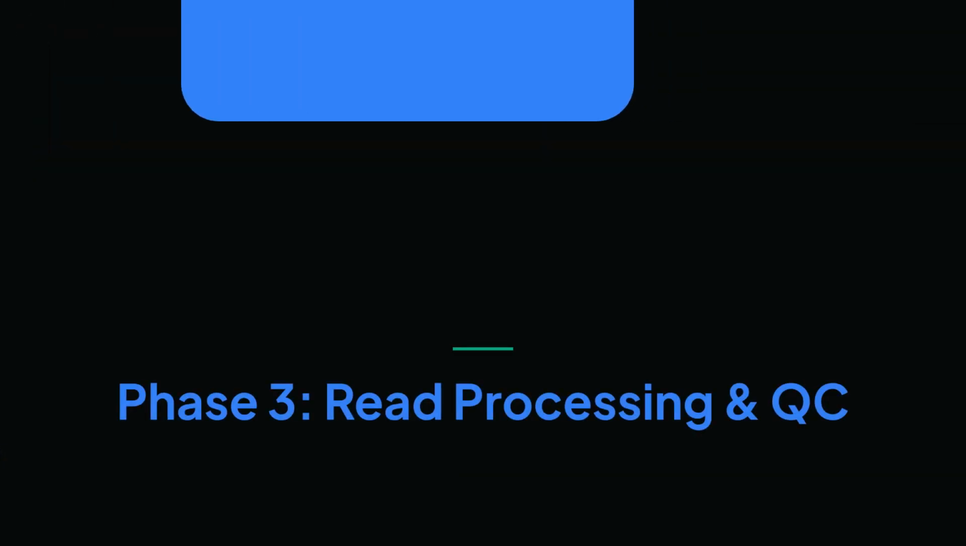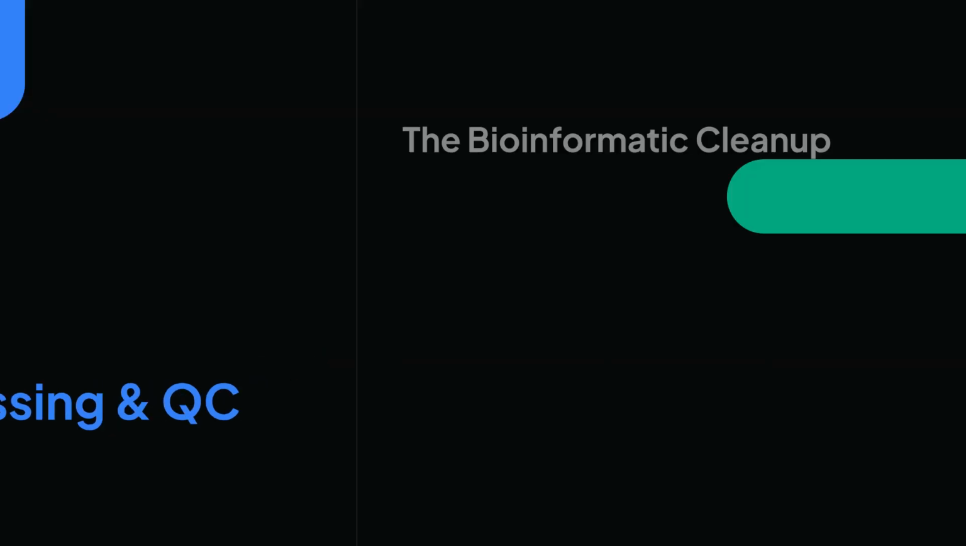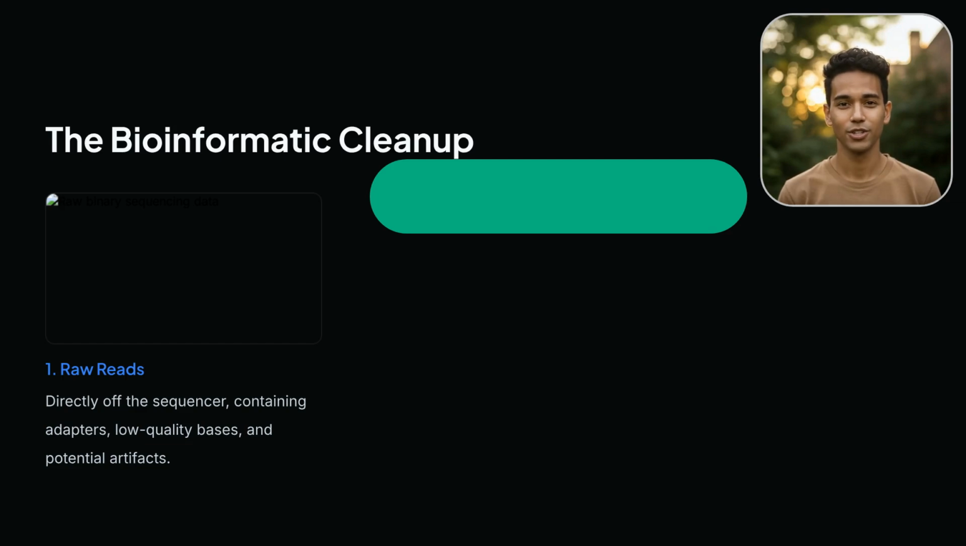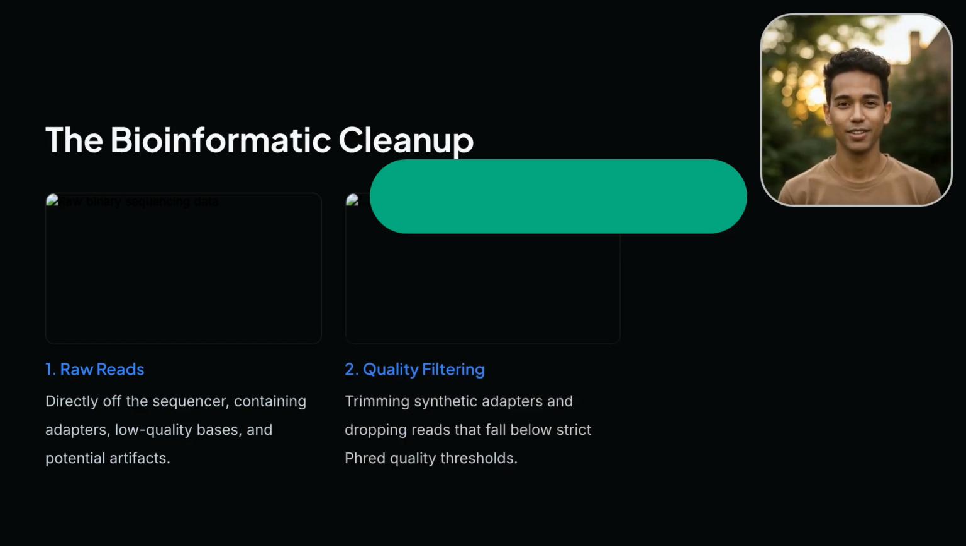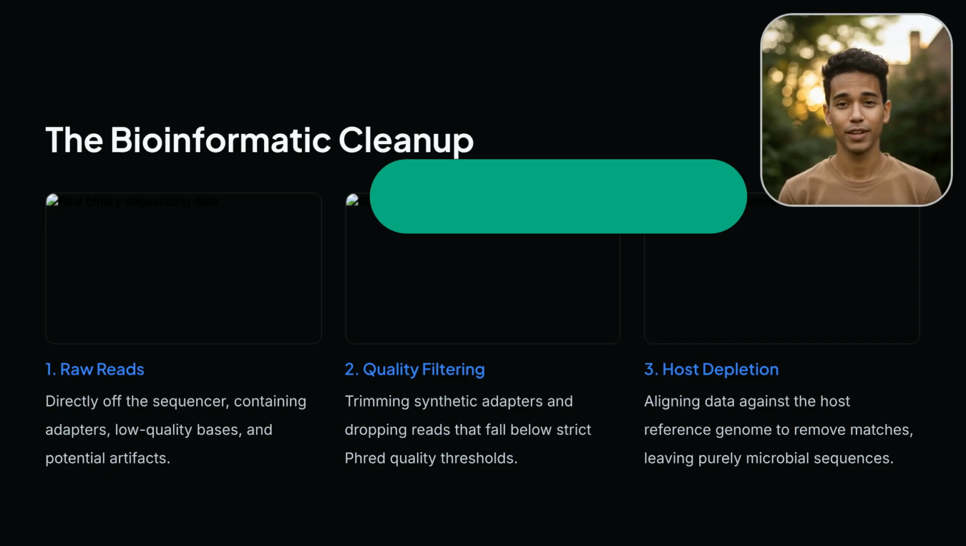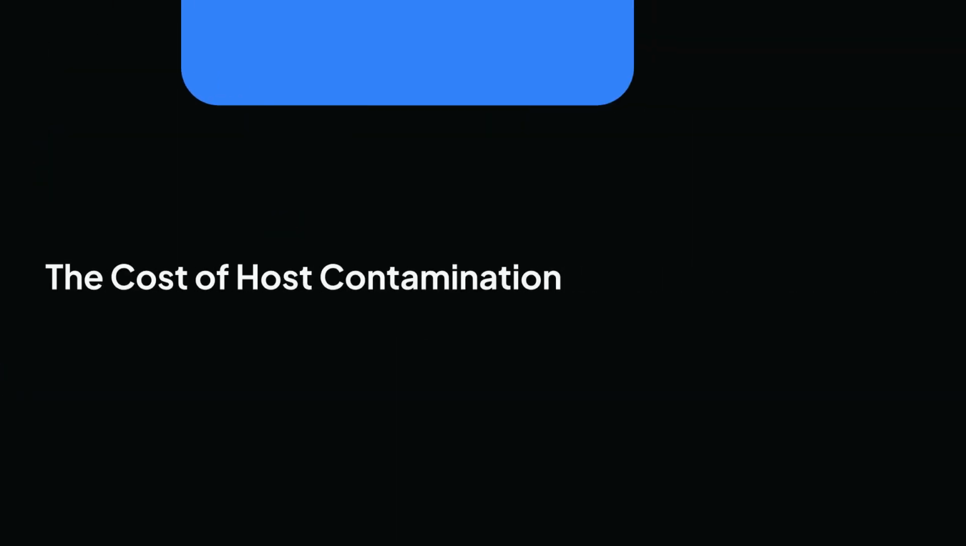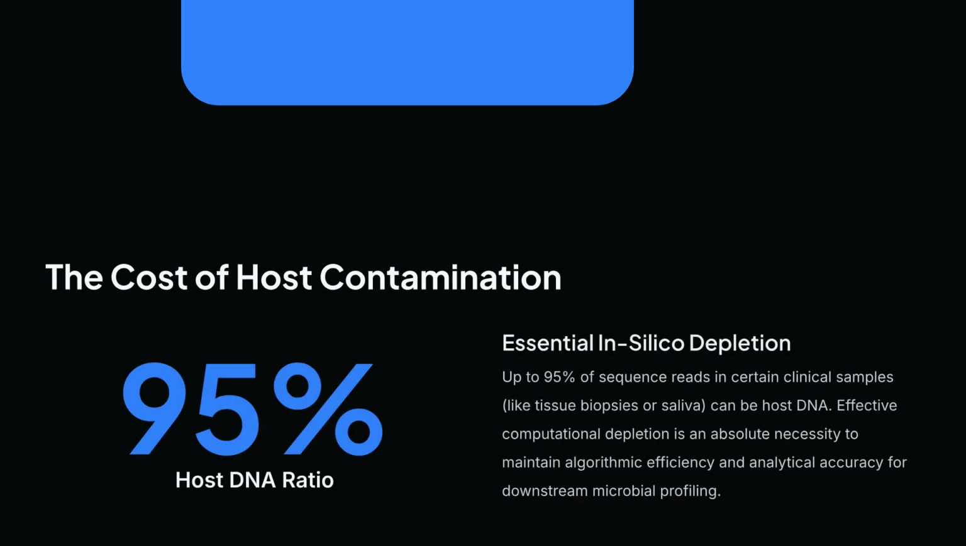Next up is Phase 3, read processing and quality control, focusing on bioinformatic cleanup. The bioinformatic cleanup begins with raw reads and involves crucial steps: quality filtering to trim adapters and remove low-quality data, and host depletion to eliminate host reference genome matches. Host DNA contamination can be significant, sometimes up to 95% of reads in clinical samples. Effective computational depletion is essential to maintain the accuracy of downstream microbial profiling.